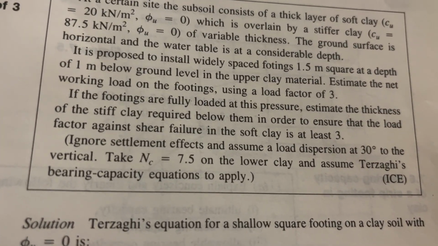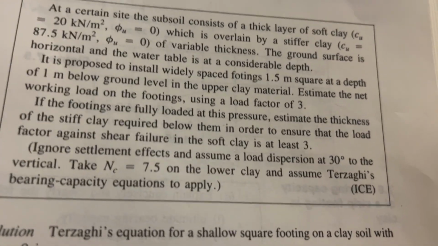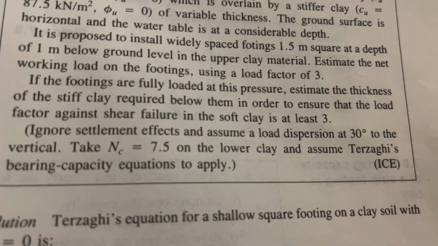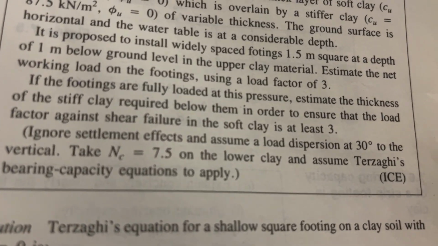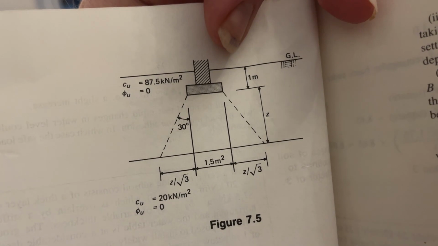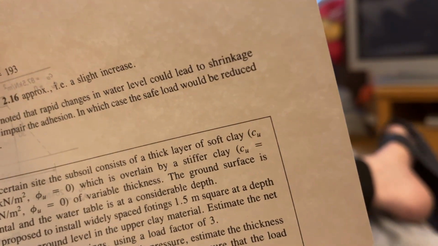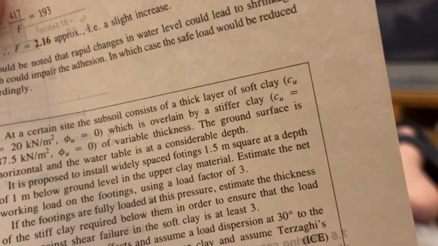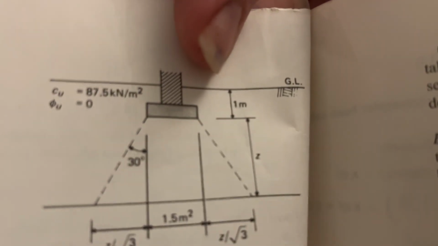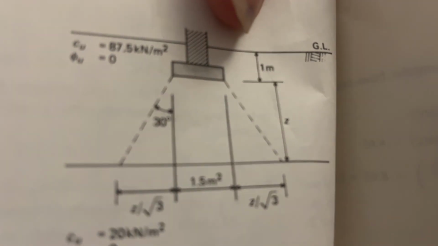If the footings are fully loaded at this pressure, estimate the thickness of the stiff clay required below them in order to ensure that the load factor against shear failure in the soft clay is at least 3. So it's got to be 1.35 meters. So the stiff clay has to be at least 1.35. That's a minimum. The stiff clay has to be a minimum of 1.35 meters.